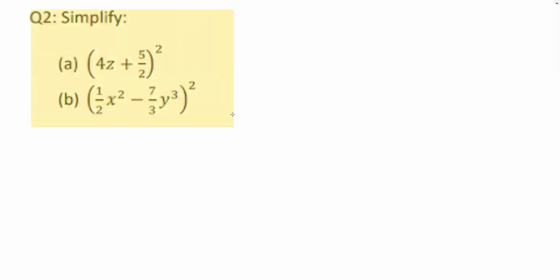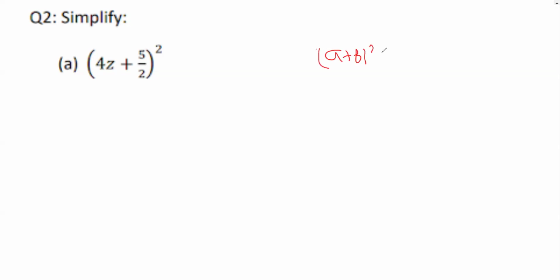The next question is simplify this. This is based on two different identities. Let's go through the first one. Now, this question is based on the identity a plus b the whole square, which is a square plus 2 times ab plus b square. So from this question you can see this is our a and 5 by 2 is our b.